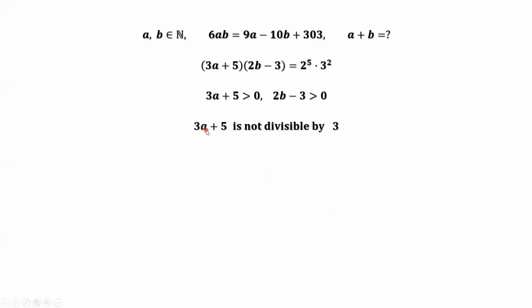Three a is divisible by 3. 5 is not divisible by 3. Therefore, 3a plus 5 is not divisible by 3. That means 3a plus 5 has no 3 as a factor.